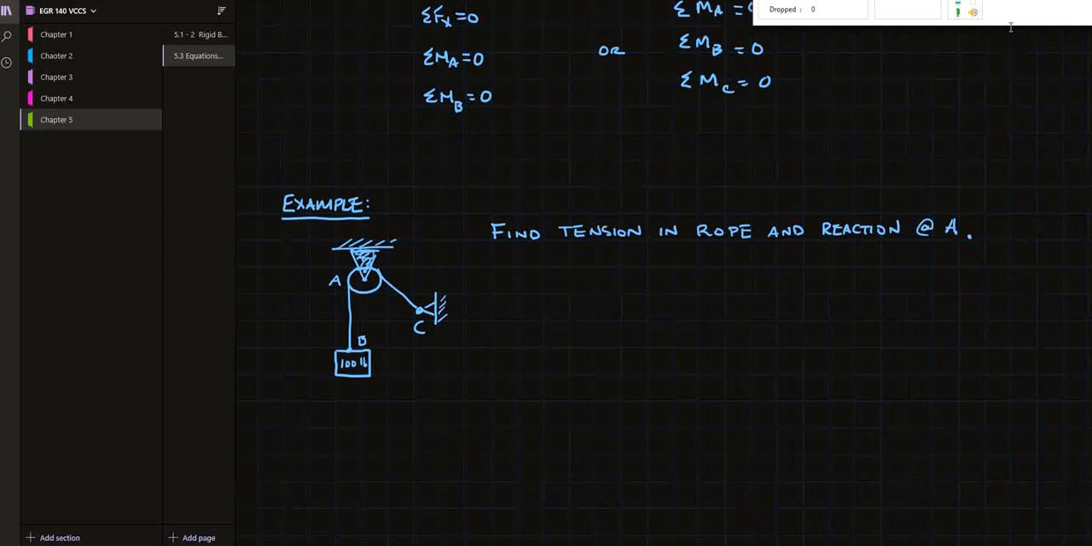Say we want to find the tension in our rope here and the reaction at A in this simple little problem. So first off, let's begin with a free body diagram. Now that was weird. That started off blue and then it switched over to white. So for our rope, we might have something that looks like this, as our rope, and we're looking at tension T.